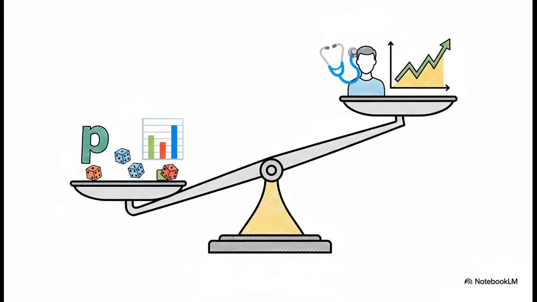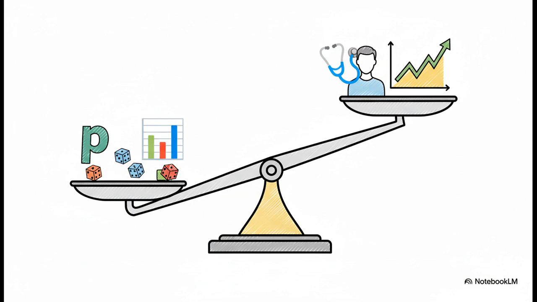Statistical significance, which is what the p-value tells us, just asks how likely is this result due to random chance. That's it. Clinical relevance asks a much more important question. Is the effect I found big enough to matter in the real world? And that question is answered by the effect size, the magnitude of the finding, and its confidence interval.